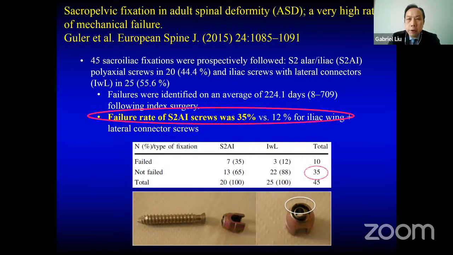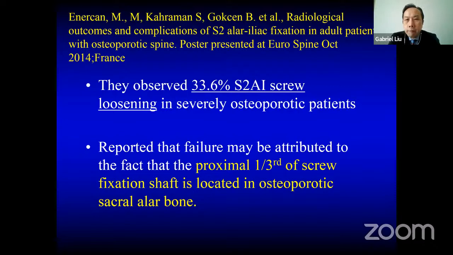In addition to this, particularly from the European spine community, from France, they talk about how, if you use the S2ALA iliac screw in severe osteoporotic patients, because the distal end within the sacrum is osteoporotic, about one third of this type of screw may become loosened compared to the traditional iliac screw, because much of the distal end of the sacrum is hollow, and as a result, it is a difficult fixation point.